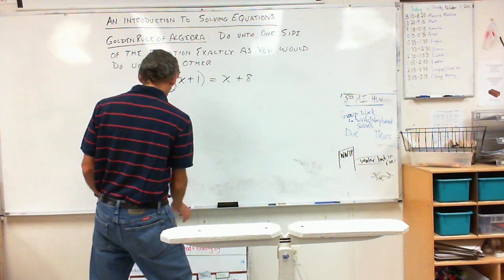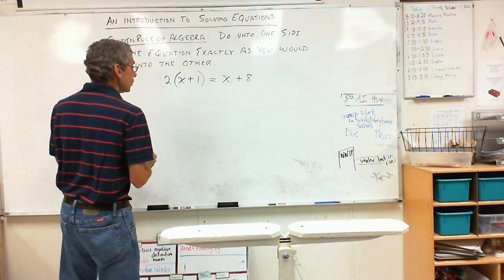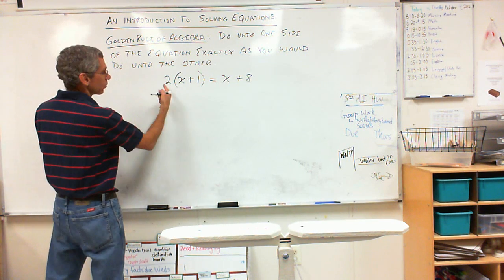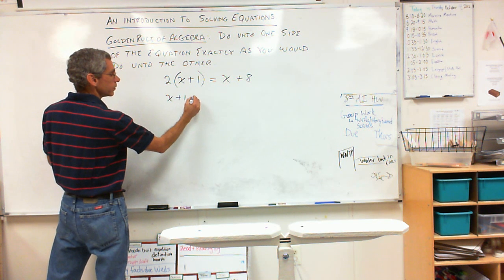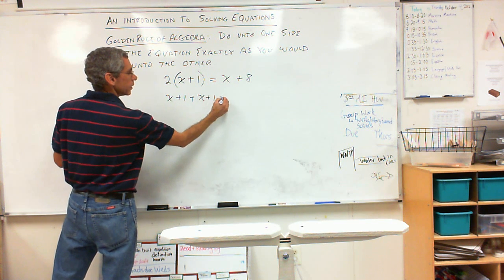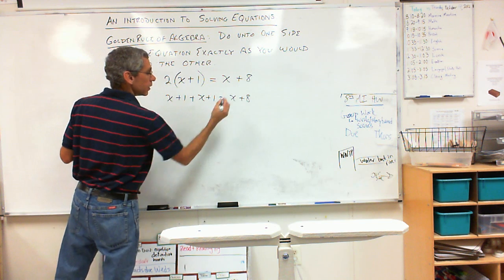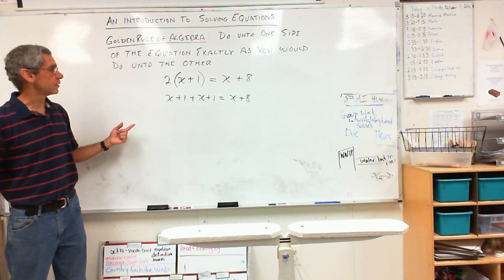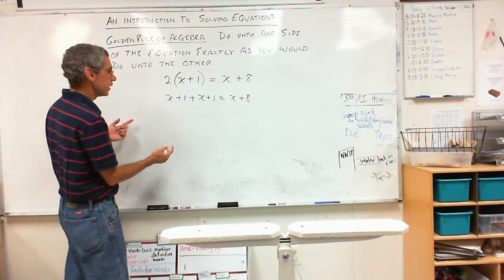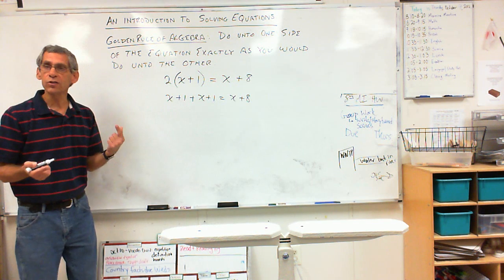Now, if I wanted to do it this way, I could say 2 times x plus 1, I could say x plus 1 plus x plus 1 equals x plus 8. I could do it that way. I think it would be easier to use the distributive property like Sal had suggested. But I could do it this way. And I could notice I have like terms now.